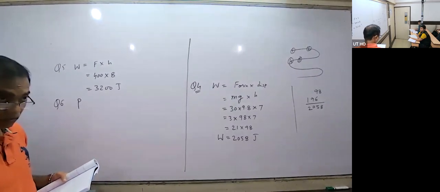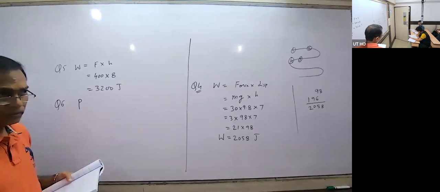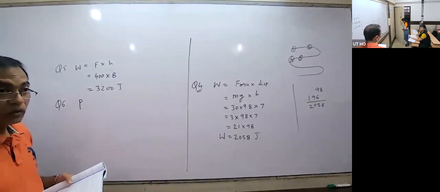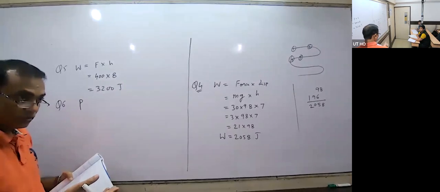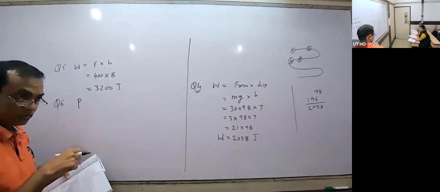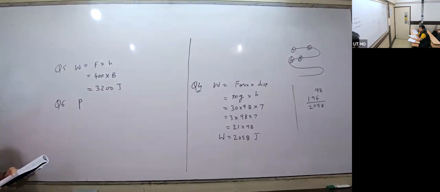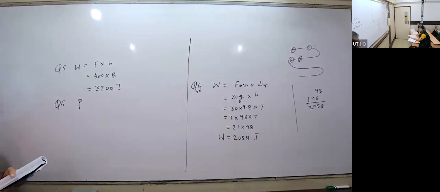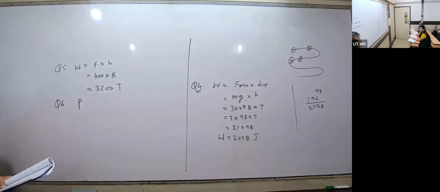Against? Yeah, it's against gravity only. No, who is doing the work? The person is applying force upward. Work done by gravity is negative, not by the person. So you have to look at who is doing the work. Is it gravity or the person? The person is doing the work, so it is positive. If the question was how much work is done by gravity, then it is negative. Is it clear? Yes. Okay.